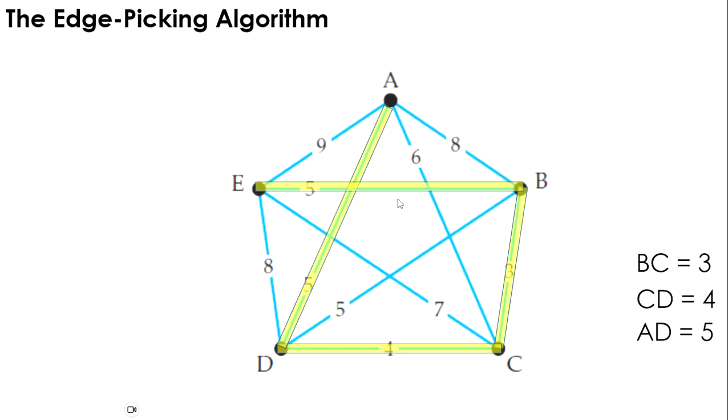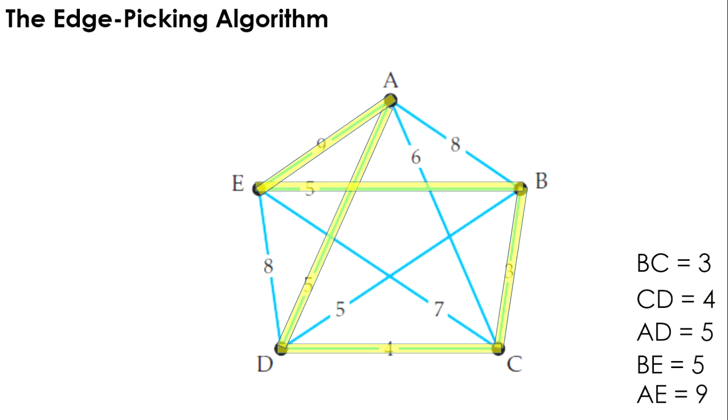Then from this, we'll have 5, then 6. AC or CA, skip, since there will be 3 connections for C. 7, skip again, there will be 3 connections for C. We have 8, 3 connections for B, so skip this one, and also this one, there will be 3 connections with D. So we're going to pick 9, or AE.